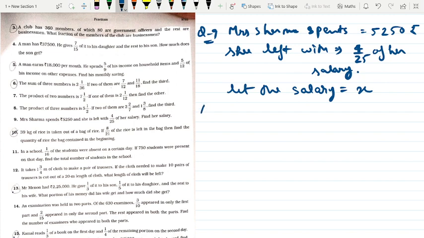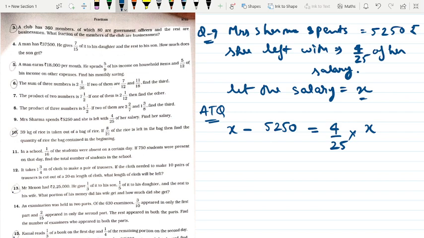So now just very carefully see, according to the question, Mrs. Sharma spent this much amount from the salary. So x minus 5250 in question number 9. So how much will she be left with? 4 upon 25 of the salary. How much is the salary here? You can see x is the salary here.